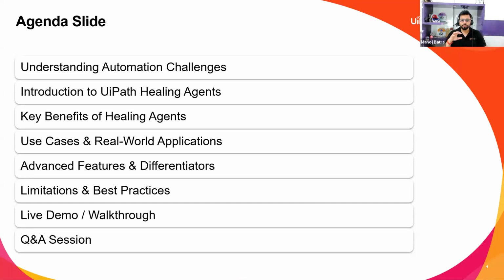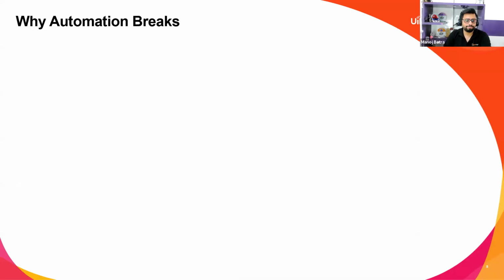First, we'll start with the challenges with automation. Then we'll talk about healing agents, what the key benefits are, and where healing agents can be used. What are the advanced features and differentiators of healing agent? Then limitations and best practices. Then we'll have some demos for you, and we can take questions and answers at the end. So the first question to you is, why does automation break? Maybe you can use your chat window and provide your response. It could be anything that comes to your mind. Why does automation break in a normal scenario?